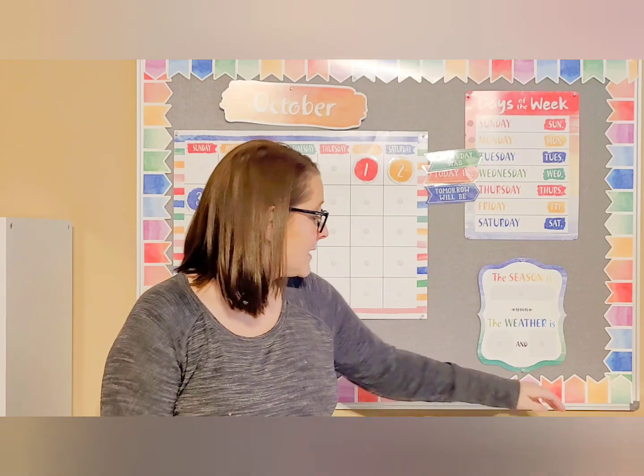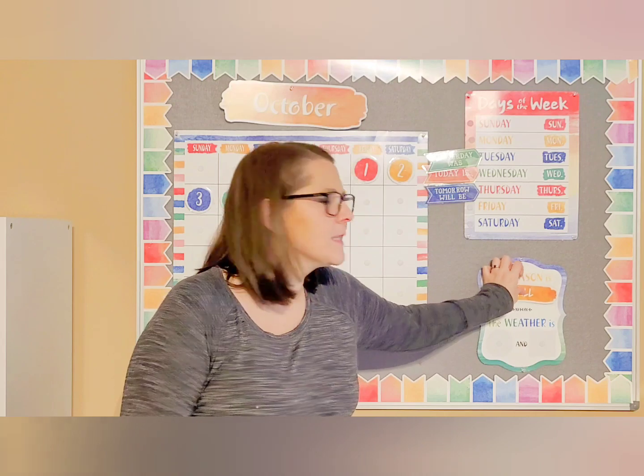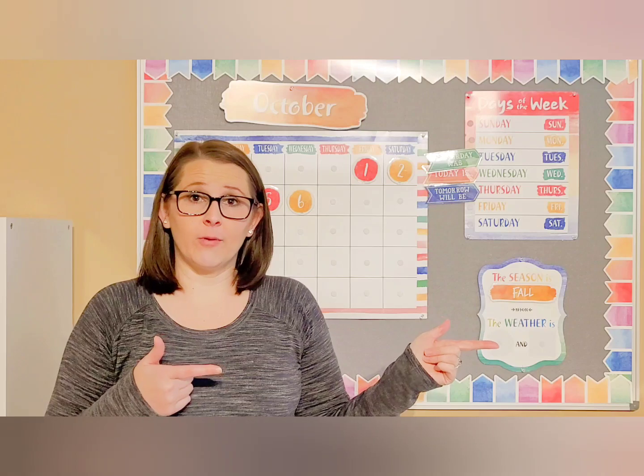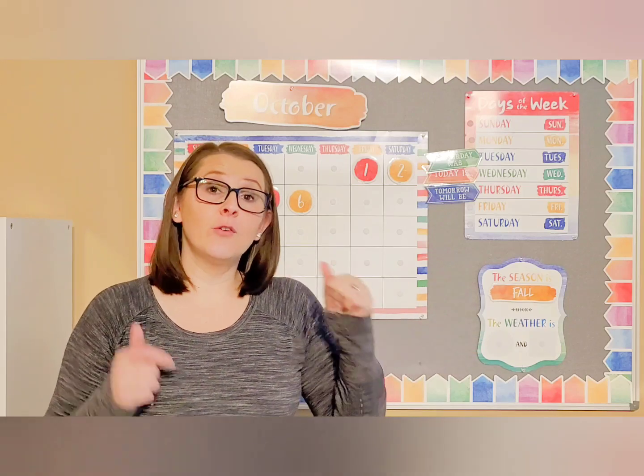4 seasons, and we are in fall, or what's another word for fall? Autumn. Autumn and fall are the same thing. They just have 2 different names. Let's do our weather. Check out your window. Fill out your chart for your weather.